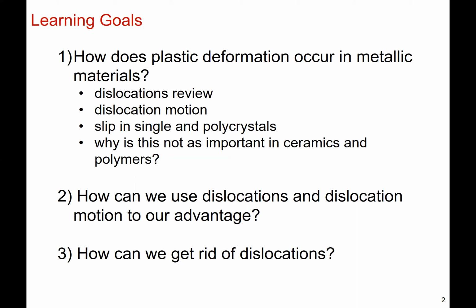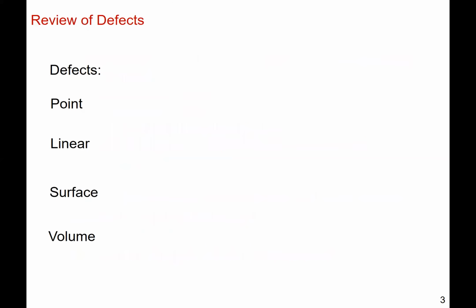And strengthening, how do we actually use it to our advantage in strengthening materials by impeding dislocations, say? And then how do we get rid of these dislocations once we have them? Let's say a material is worked, right? How do you get it back to its pristine state? How do we anneal, and at what temperature, things like that.